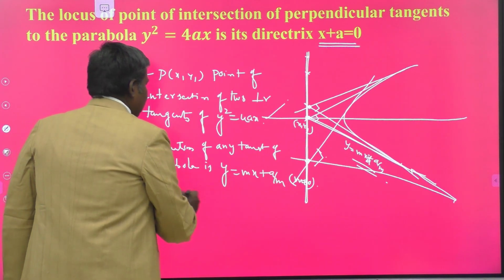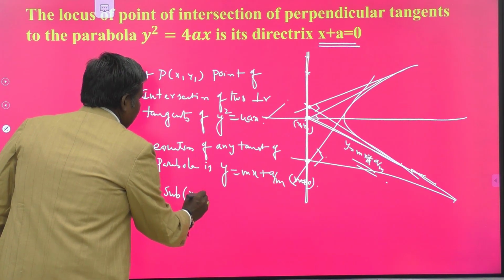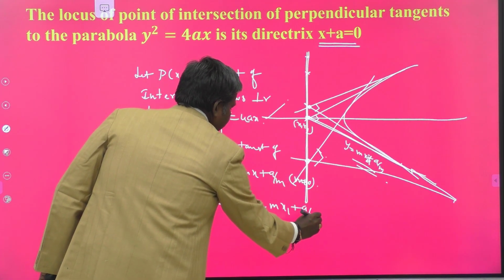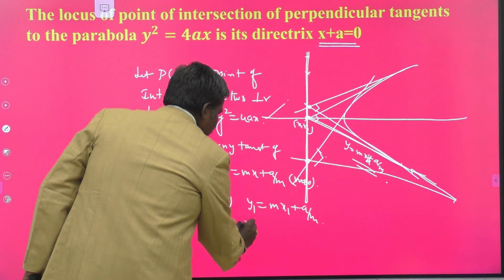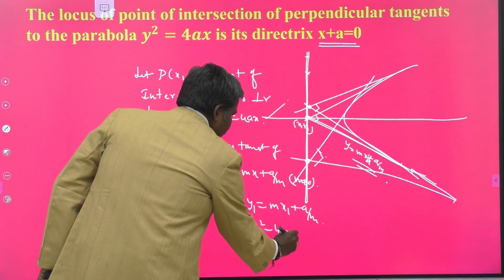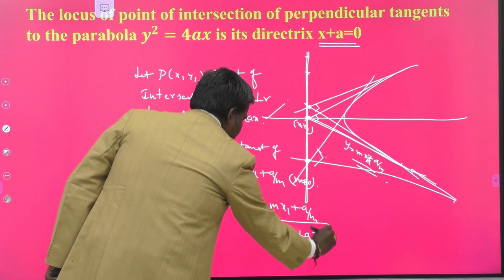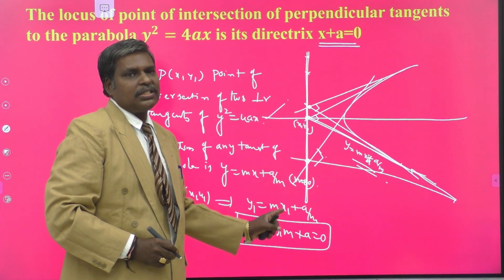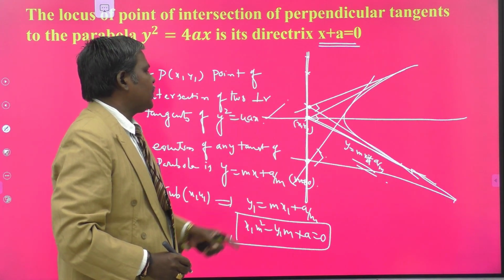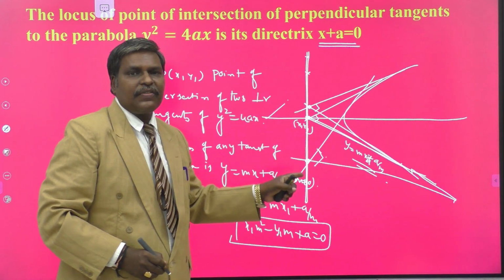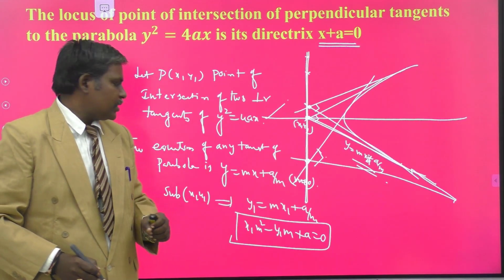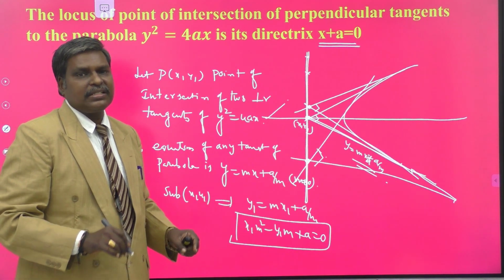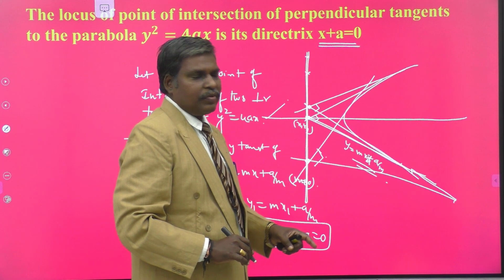So if it is my tangent, substitute the point (x1, y1). What we get? y1 = mx1 + a/m. We obtain the quadratic equation x1 m² − y1 m + a = 0. Already we discussed this one. This is a quadratic equation in m. It has two roots. These are the slopes of tangents drawn from point (x1, y1) to your parabola. P(x1, y1) is the point of intersection of two perpendicular tangents. Don't forget them.